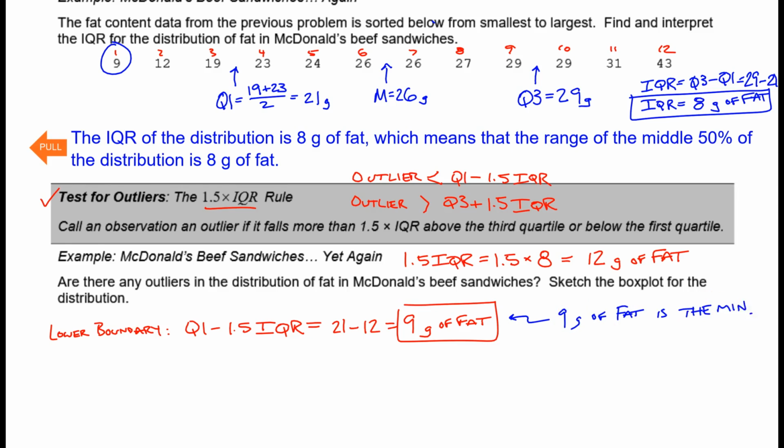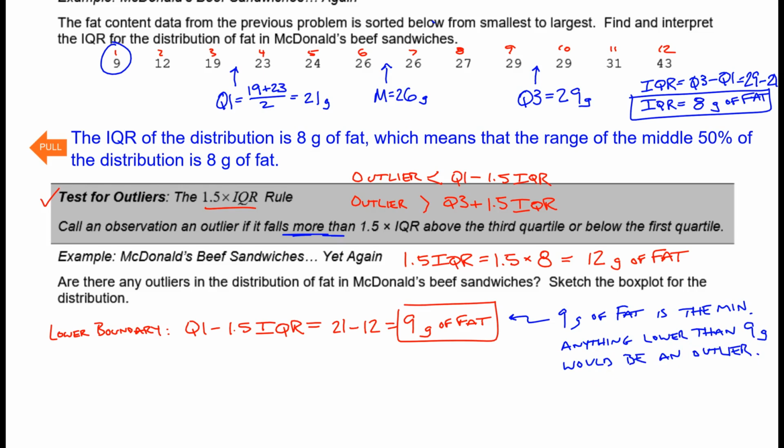So if 9 grams of fat is the minimum, is that an outlier? Well, no, because it's only an outlier if it falls more than 1.5 times IQR below the first quartile, and this is exactly 1.5 times IQR below the first quartile. So it has to be actually outside of it. Anything less than 9 would be an outlier.